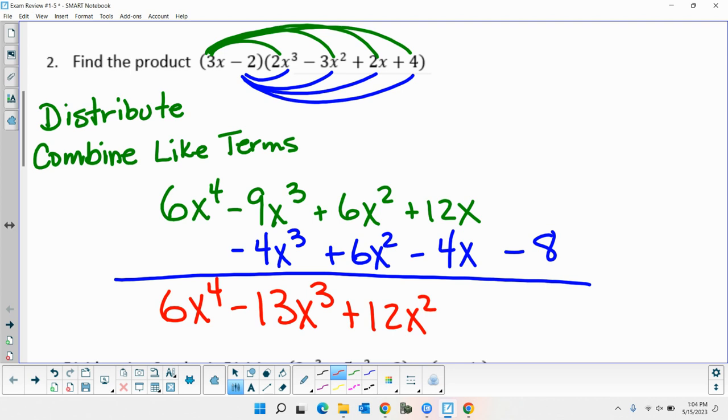6x to the 4th minus 13x to the 3rd plus 12x squared minus 8x. So you're not participating? Is that what you're telling me? You're not getting your 5 today? Questions?